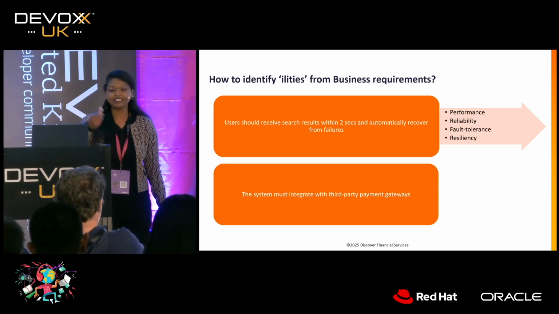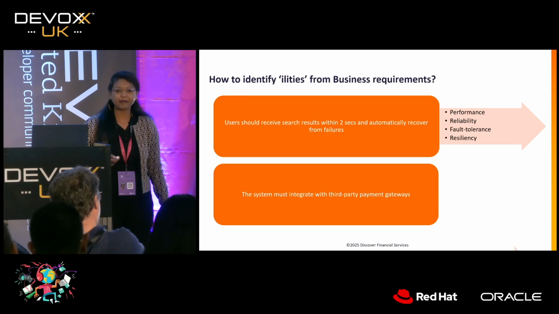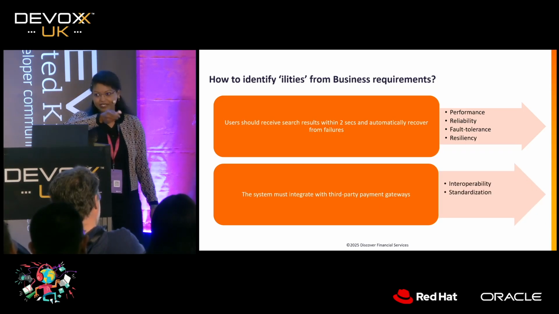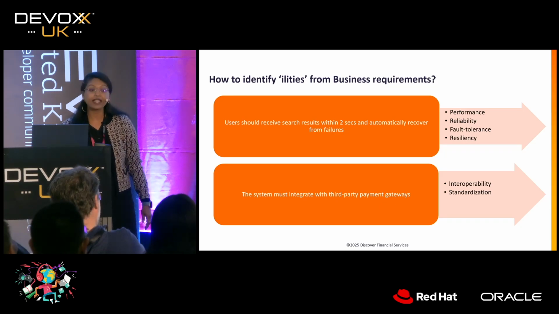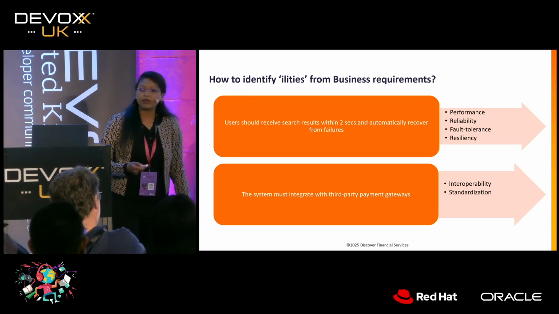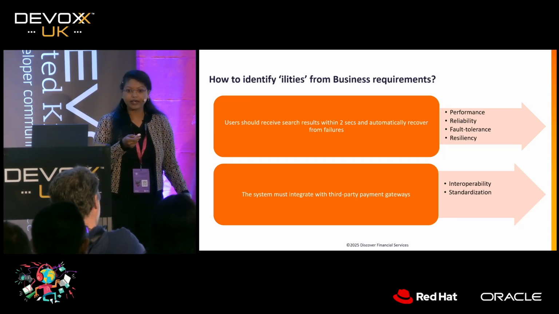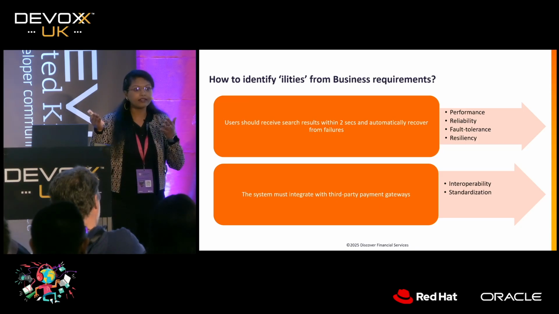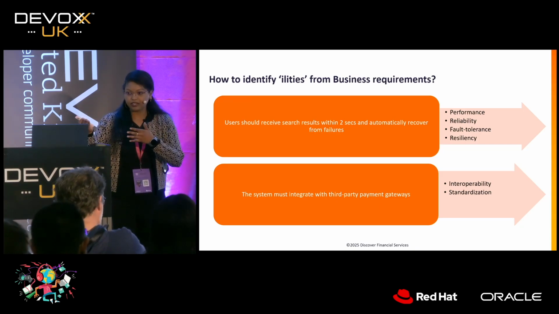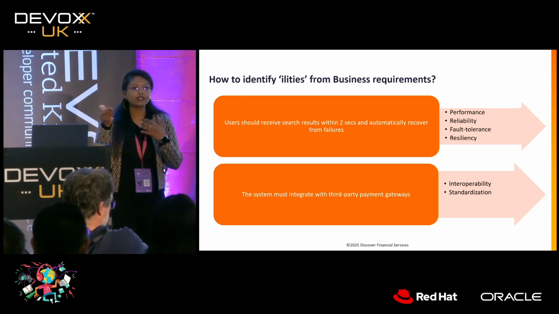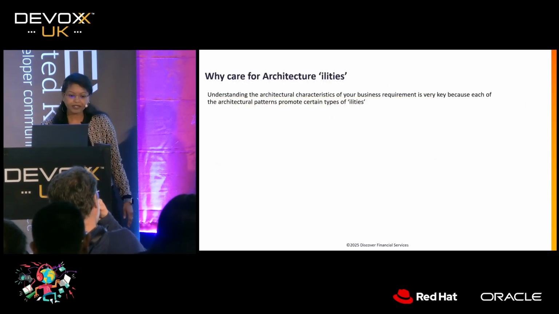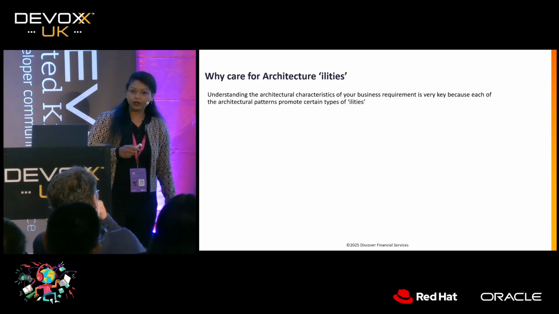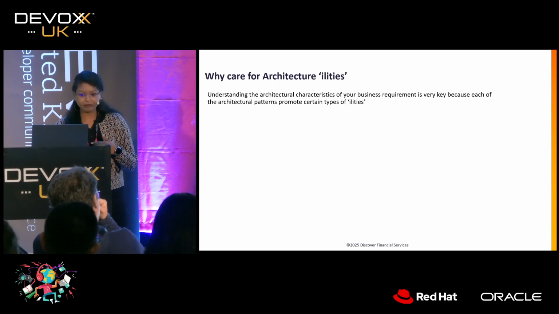Adaptability, perfect, yeah, and interoperability, which is closer to adaptability, and then standardization. Because when you are working with payment gateways, you want to adhere to ISO 8583 or some standard, so that if you switch, all your credit card processing would not change, right? So you have to adhere to standardization. Good, we have now seen how to identify ilities from requirements.